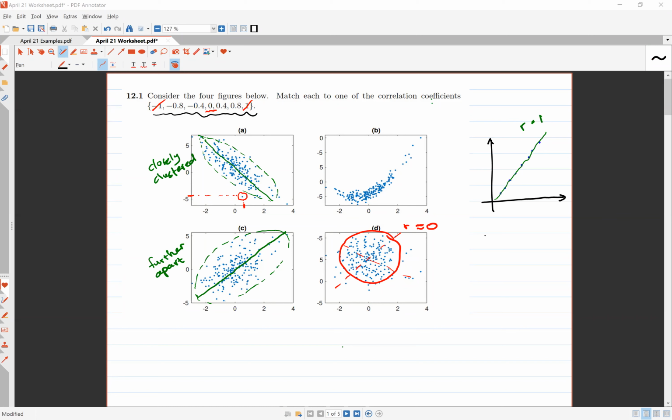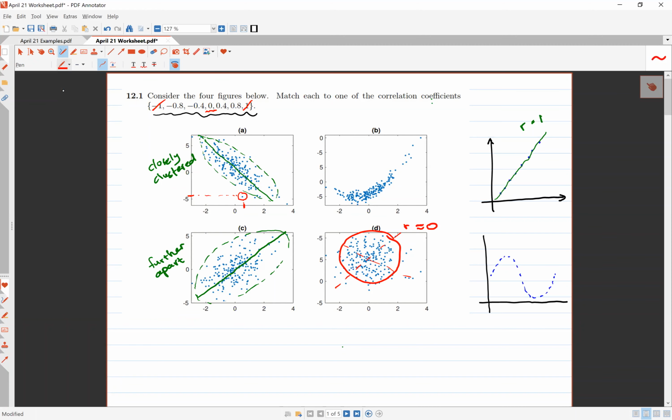Now, because this measures linear relationships, you can have an instance where if you look at your scatter plot, you may get some kind of perfect relationship, but there is no way to closely approximate that with a straight line.